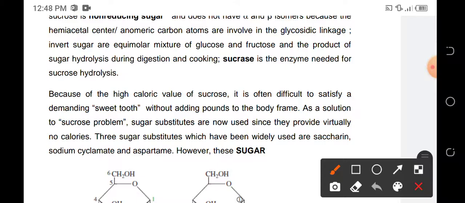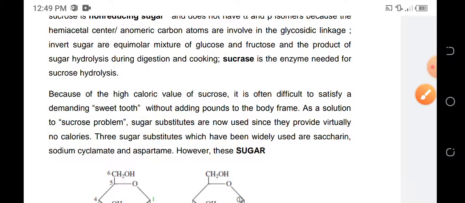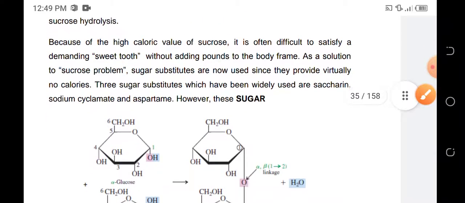Also, table sugar imposes health problems because of our demand to satisfy our sweet tooth. So scientists were able to find a solution to solve this sucrose problem. Hence, they formed sugar substitutes. The sugar substitutes actually contain the same sweetness, however, they don't impose the same calories, or eventually they don't impose calories upon the user. Okay?